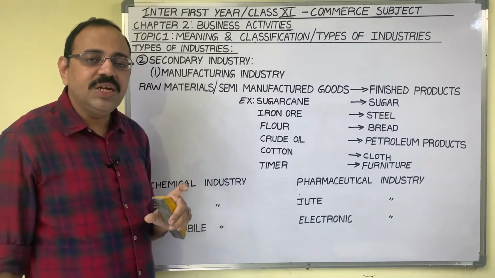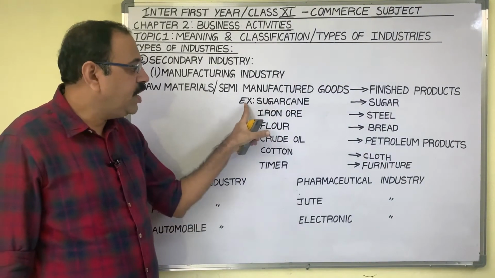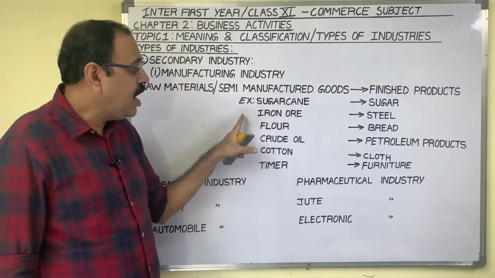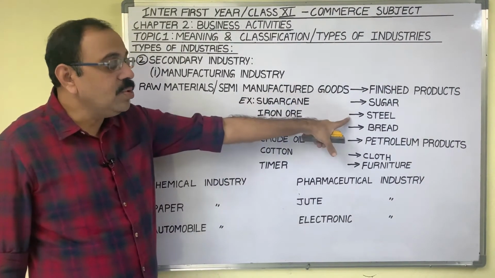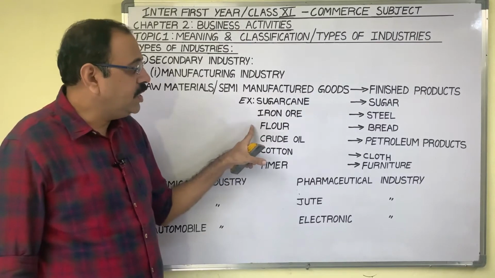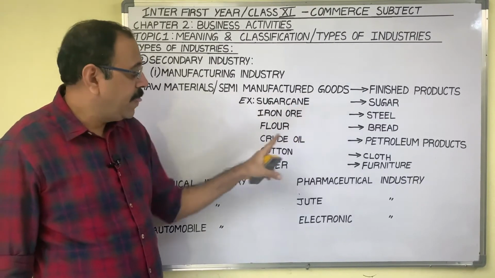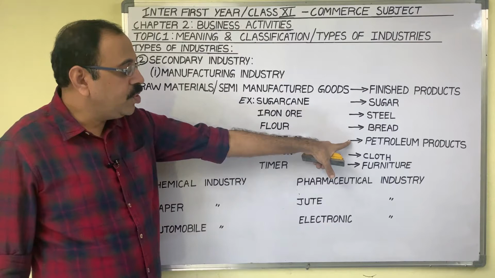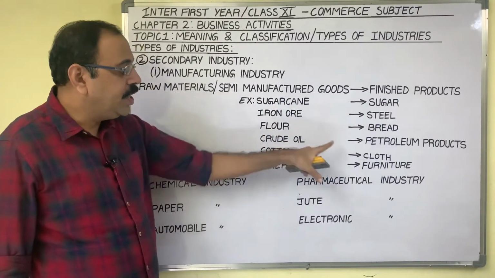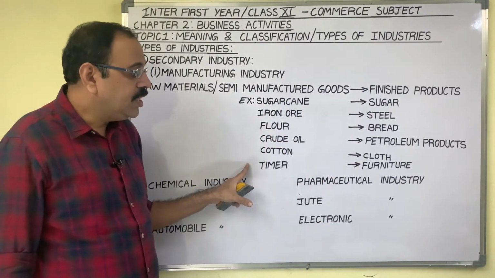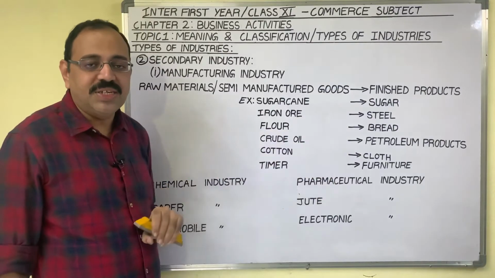So manufacturing industry converts sugar cane into sugar. Similarly, iron ore is converted into steel. Flour is converted into bread. Crude oil into petroleum products. Cotton into cloth. Timber into parts of furniture.